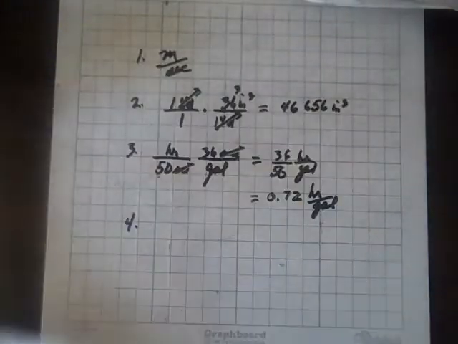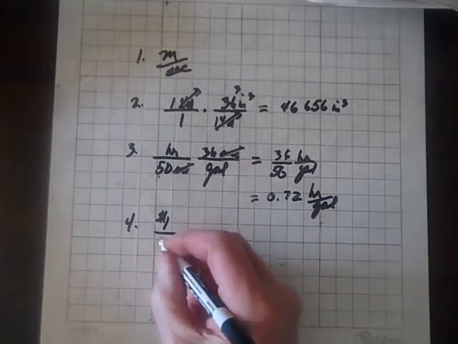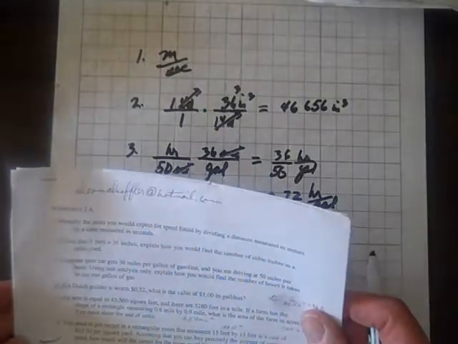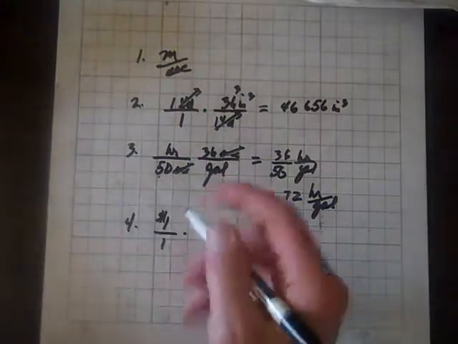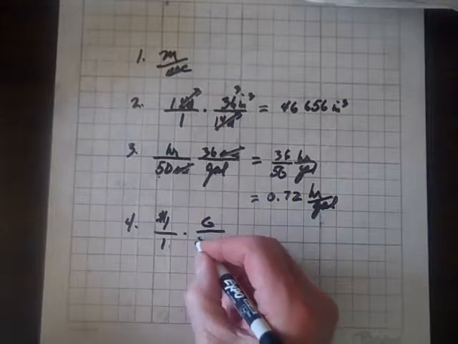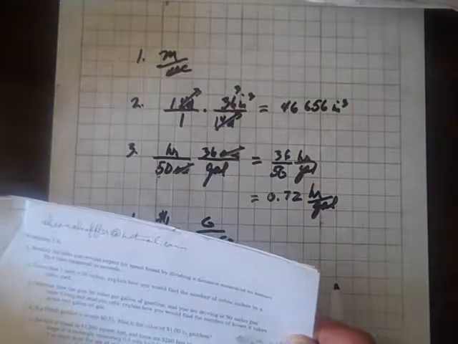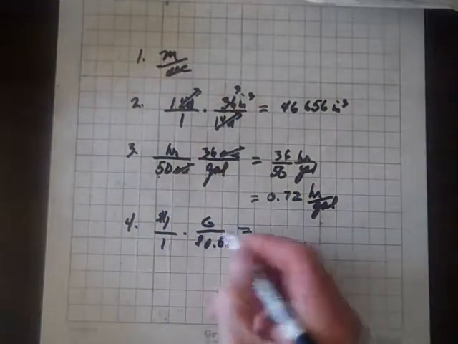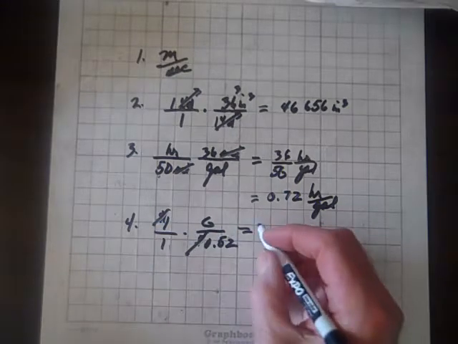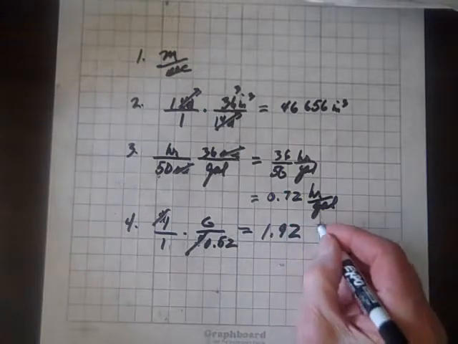So number 4, let's see what 4 is. Oh, if a Dutch guilder is worth 52 cents, what is the value of $1 in guilders? Well, we'll start with $1, and using dimensional analysis, put that over 1, and now we're talking about a guilder is worth $0.52. And that quotient is going to equal, and by the way, the units of dollars divide out, and we get 1.92 guilders.